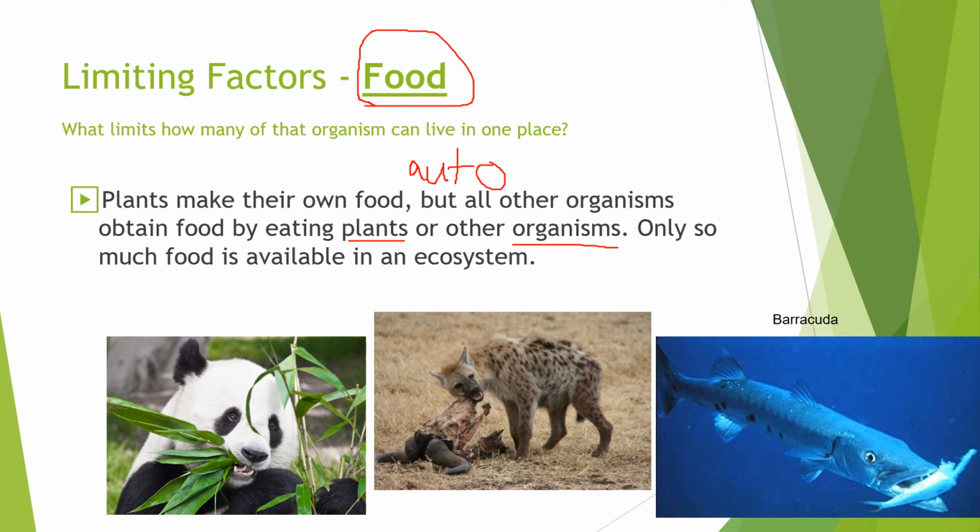There's only so much food available in an ecosystem. Okay, so if there's a huge number of koalas, like in this picture here, or panda bear?